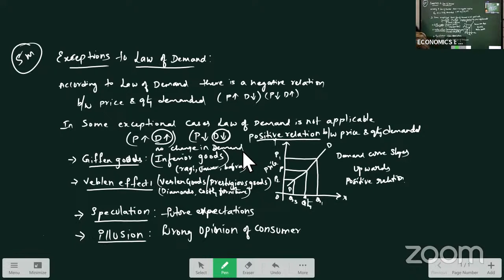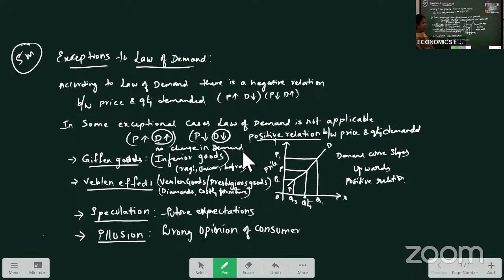The next one, Veblen effect. This was explained by Veblen. These goods are called Veblen goods, and this is in case of prestigious goods. Prestigious goods means we use these products to show status, in a prestigious way, like luxury items: I have this product, you don't. In such a case also, law of demand is not applicable.